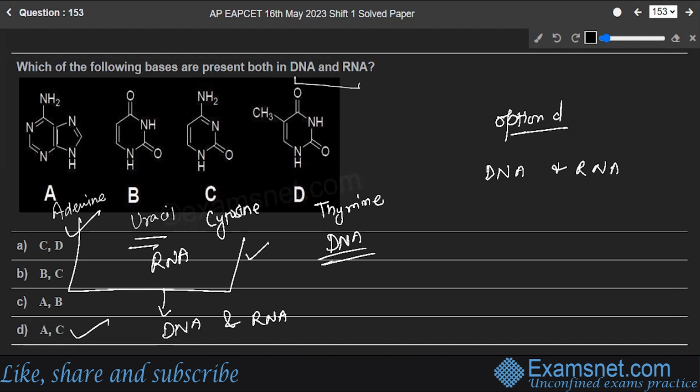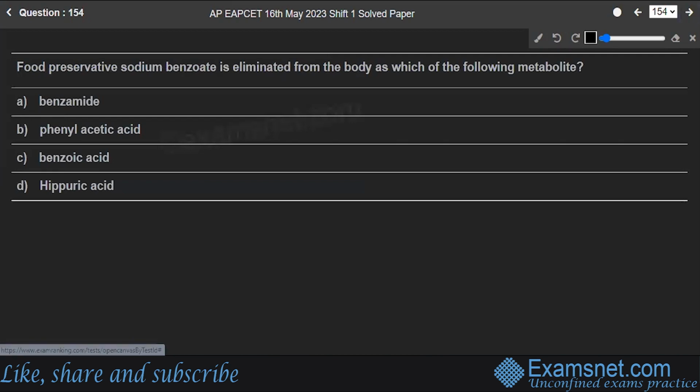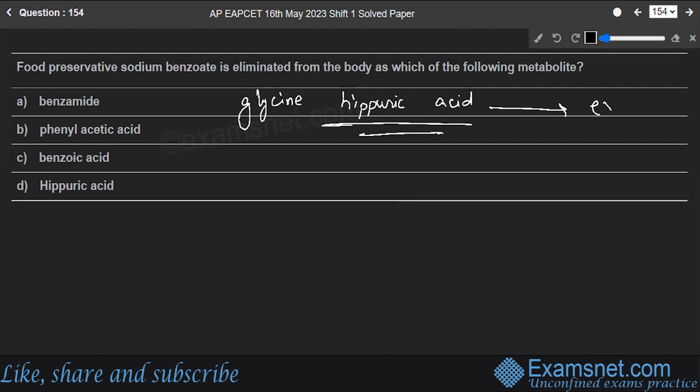Hope you understood this. Next is question number 154. Food preservative sodium benzoate is eliminated from the body as which of the following metabolite? Sodium benzoate is eliminated from the body by combining with glycine, which forms hippuric acid, and then it is excreted.